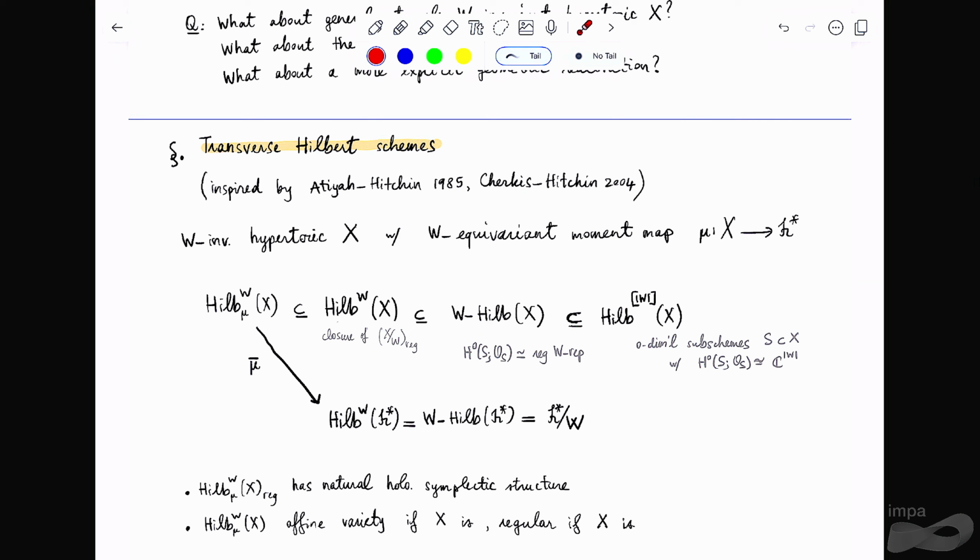In general, however, the Hilbert scheme construction is not functorial, so there's no natural map between Hilbert schemes. So there is a further open subset inside here, which is the open subset where a push-forward map is actually well defined. Okay, so this is this transverse Hilbert scheme.